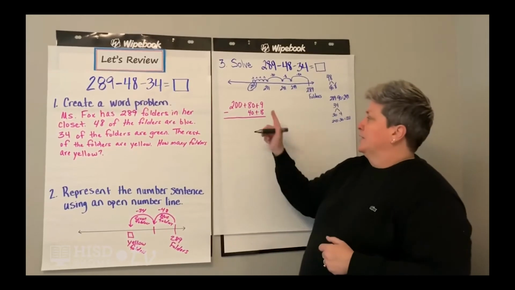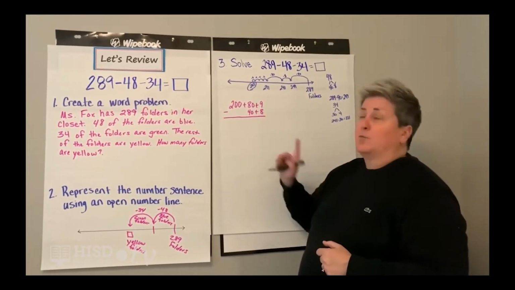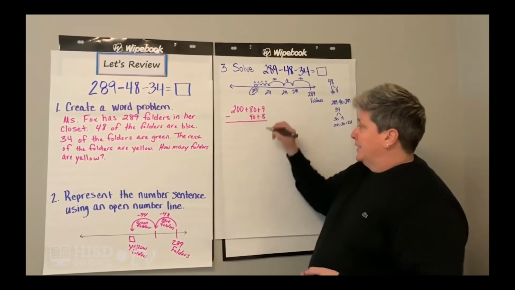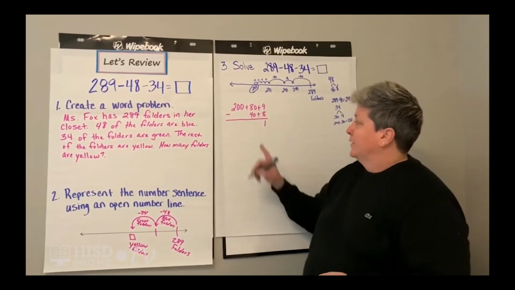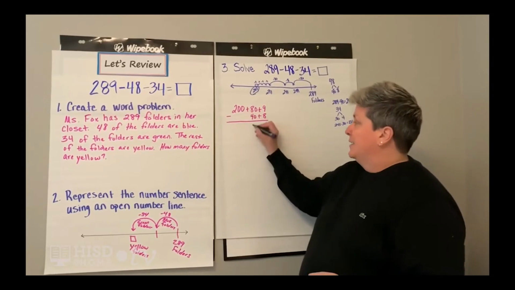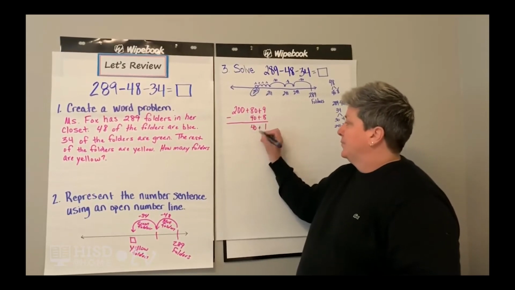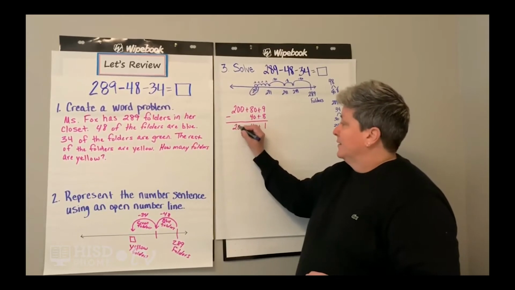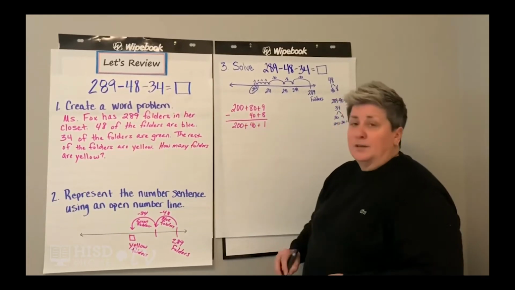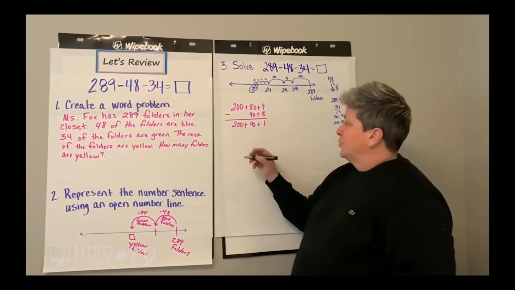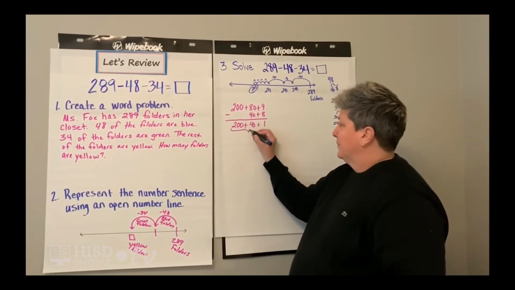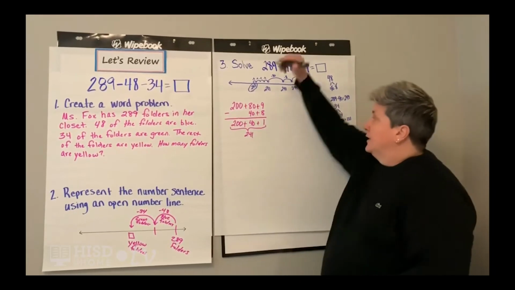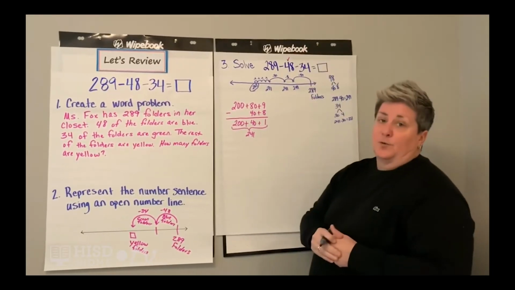So now, what is 8 from 9? 8 from 9 leaves me 1. 40 from 80 is 40. And nothing from 200 is 200. So 200 plus 40 plus 1 is the same as 241. So I've subtracted the 48.